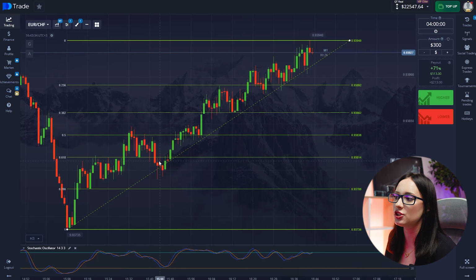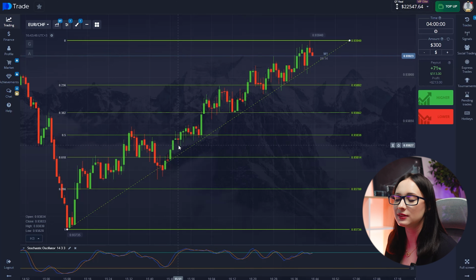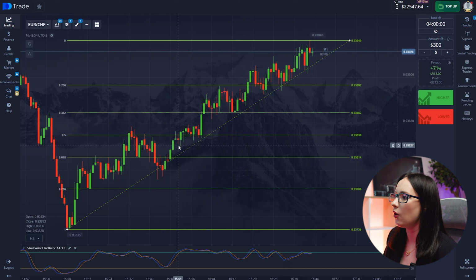And what we need to do with these levels is wait for the main currency pair chart to approach one of these levels, for example here, and that would mean there is going to be a reversal. So as I said, when the currency pair chart touches one of these levels, that means either there's going to be a reversal or the currency pair chart will continue to grow and develop in one of the directions.